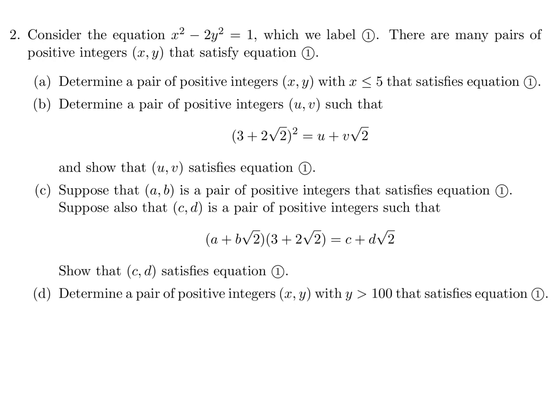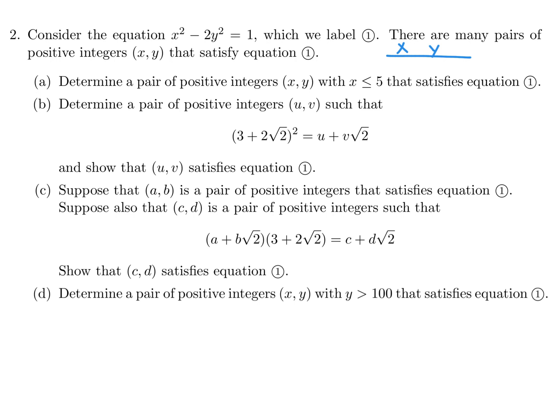Consider the equation x squared minus 2y squared is 1. There are many positive integers that satisfy that equation. Determine a pair of positive integers x, y with x less than or equal to 5 that satisfies the equation. So x less than or equal to 5, okay?